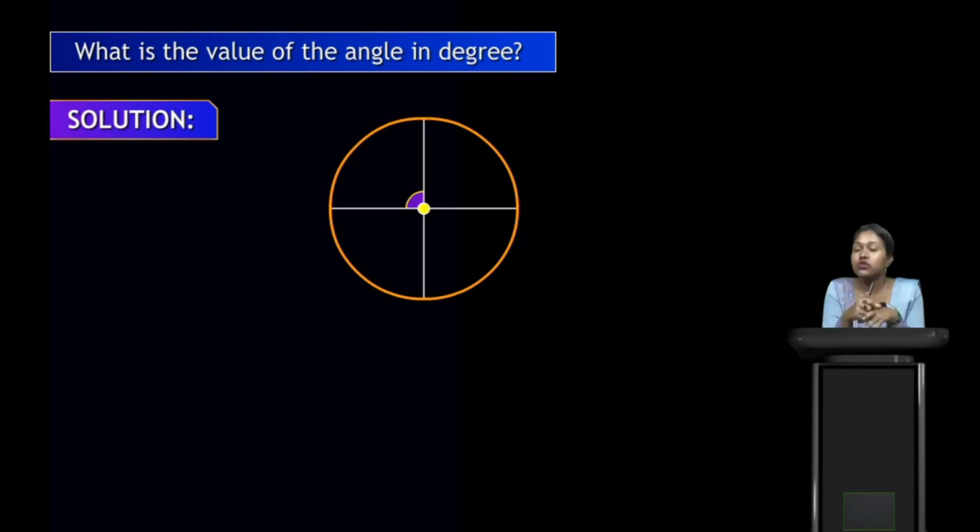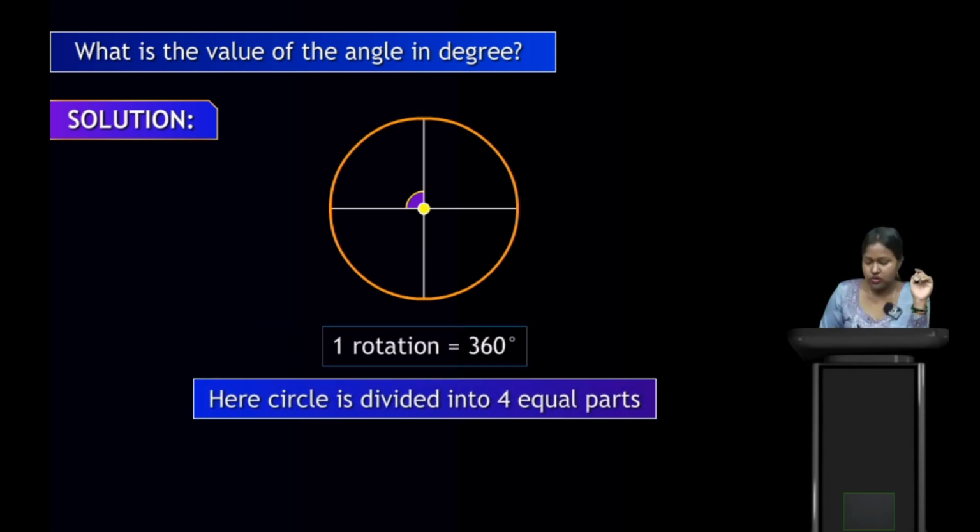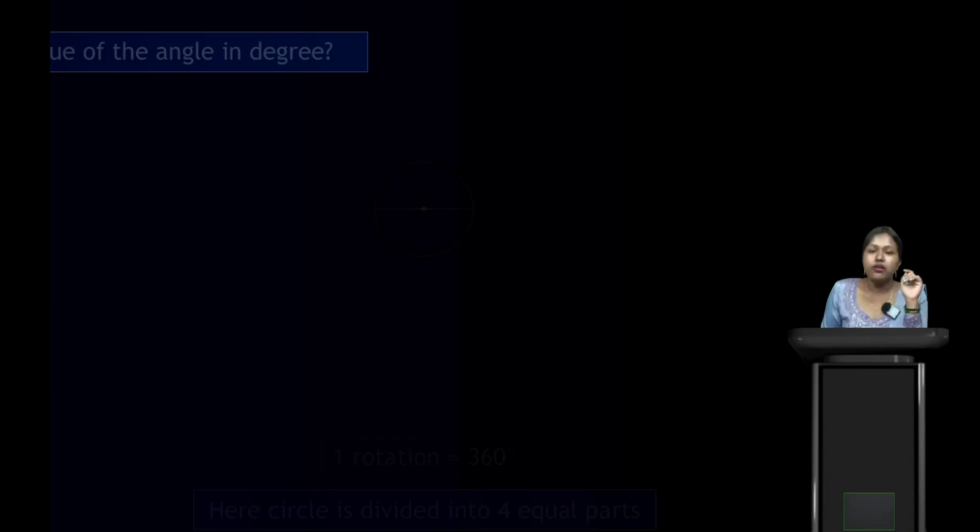Okay, now in this case, how many total parts? Very good, total 4 divisions. So what you have to do in this case? Total is 360 degree and you have to divide it by 4. Okay, so 90 degree in that case.